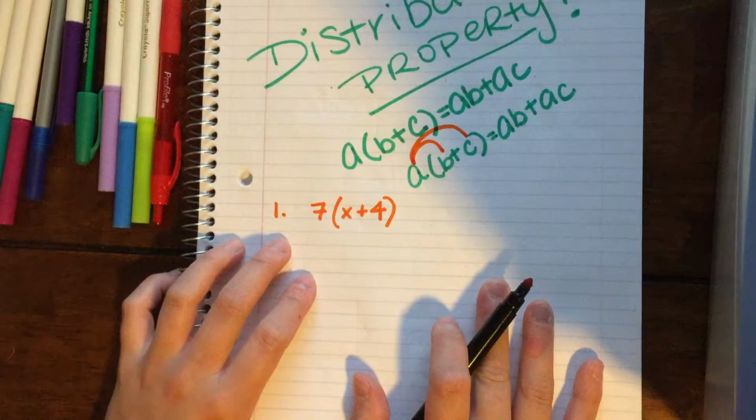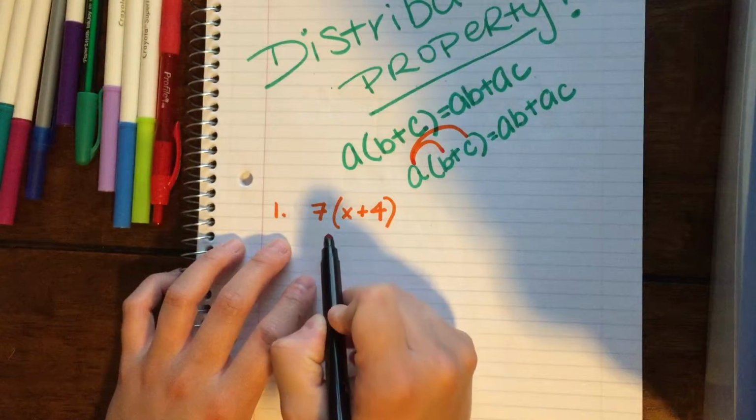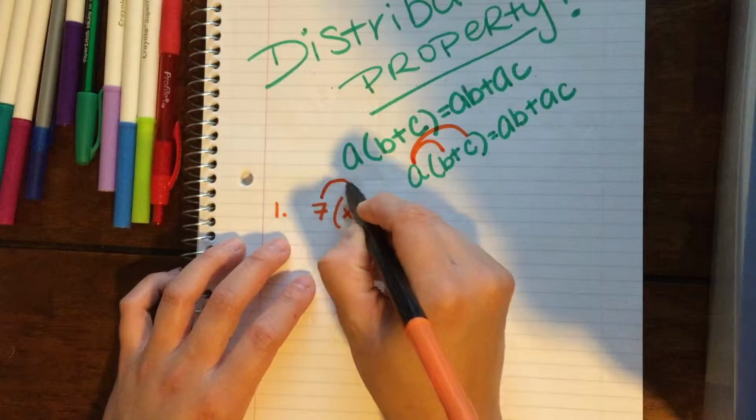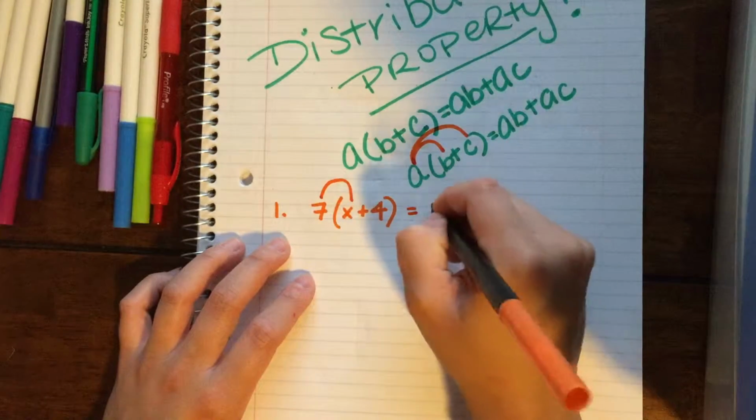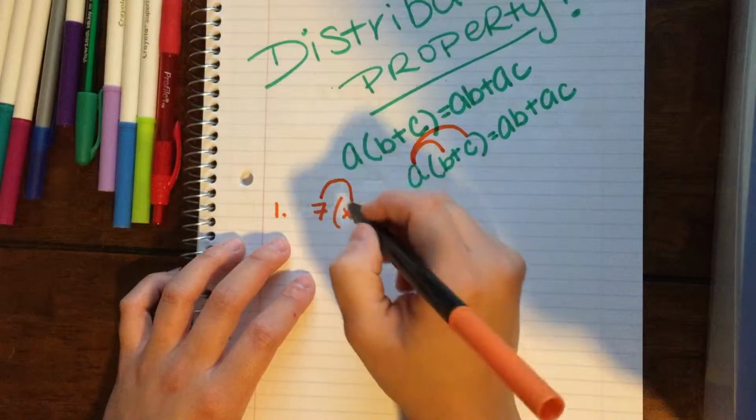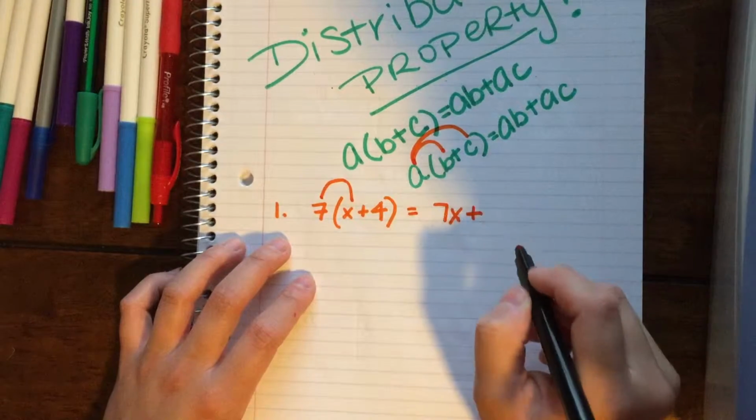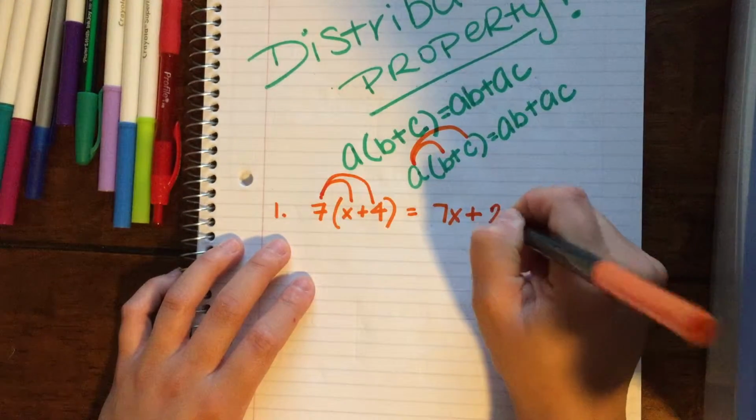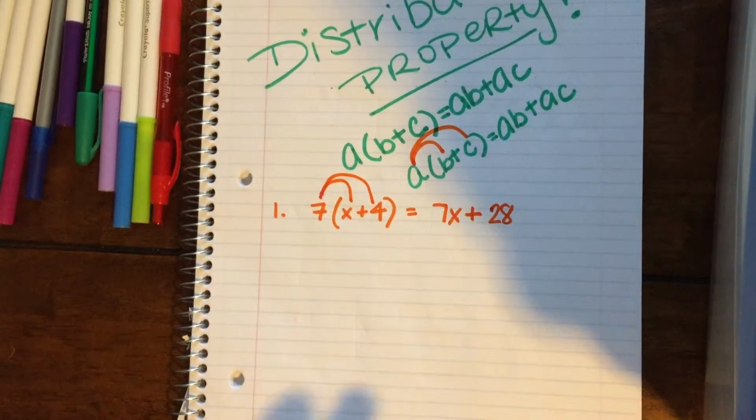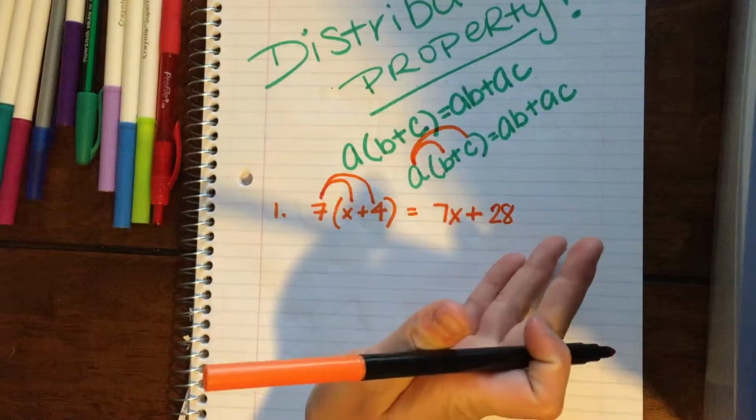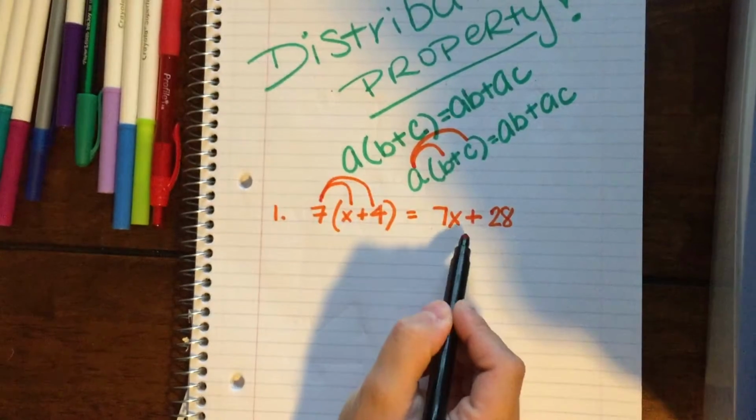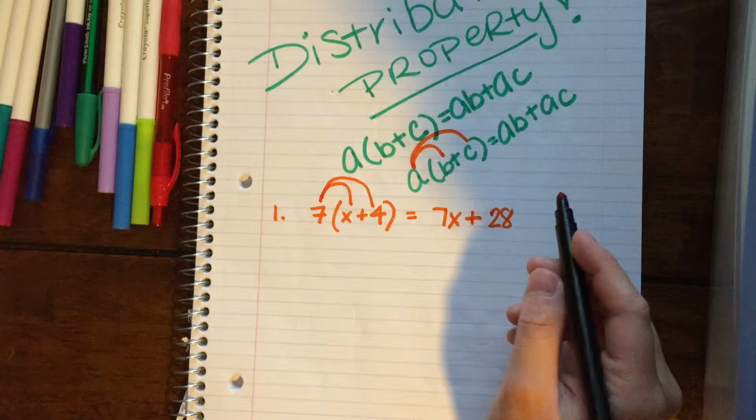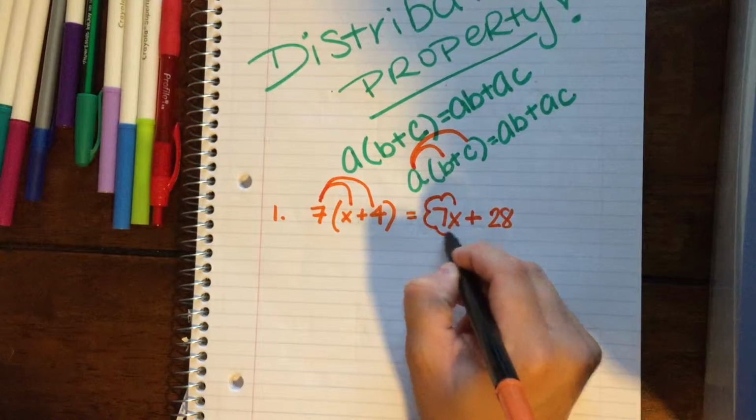So in this first problem, 7 times the sum of x plus 4, I'm going to multiply 7 times x and get 7x. Keep my operation the same, so addition. So plus 7 times 4, which equals 28. At this point, there is nothing left to combine. We have our variable term and our constant, and those are not like terms. So that is our answer.